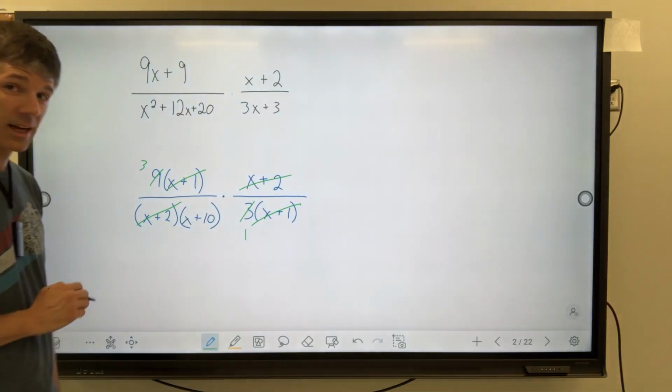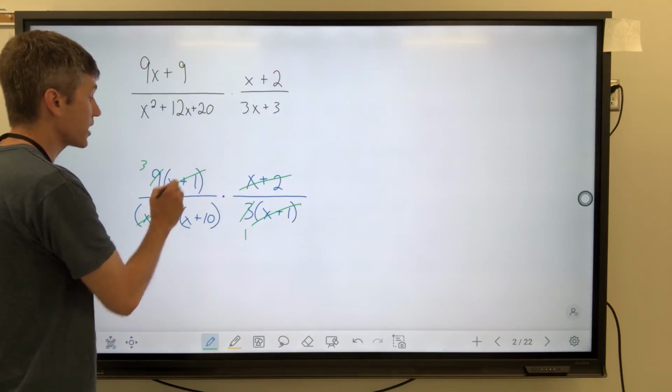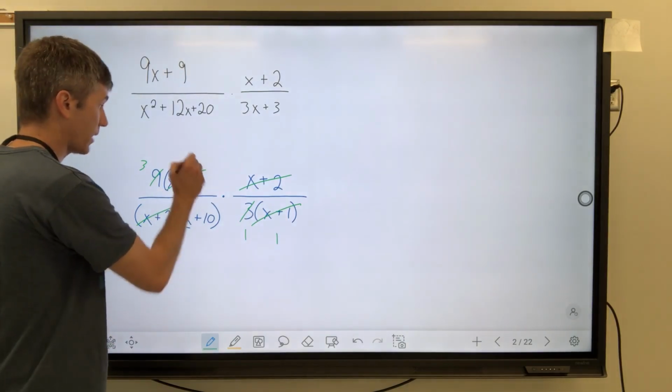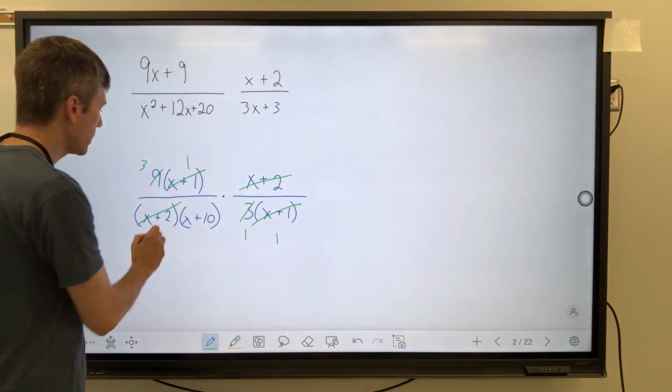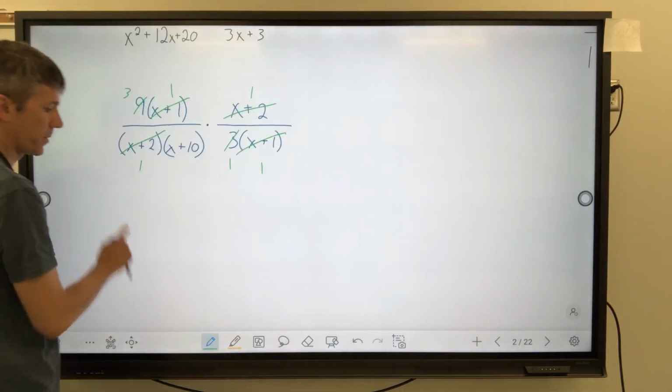Now again, if you want to get technical and put in the things that remained, x plus 1 went into itself 1 time. It divided and became 1 over 1. This became 1 over 1 as well. Feel free to put that or not. That is up to you.